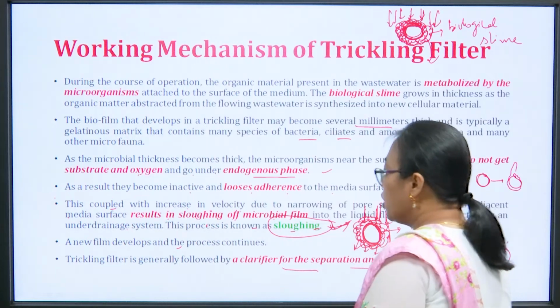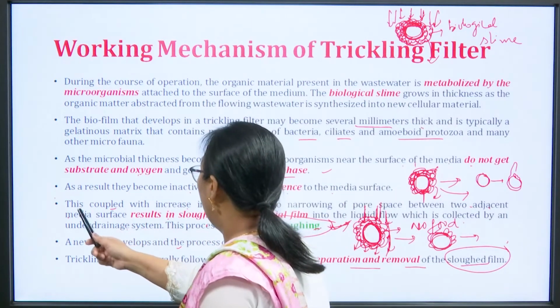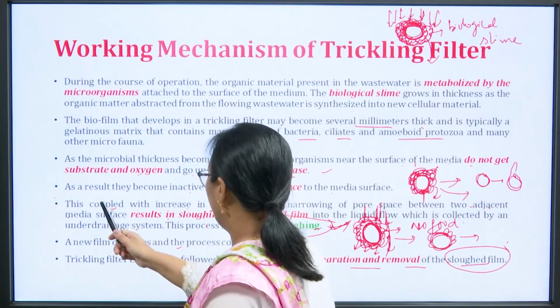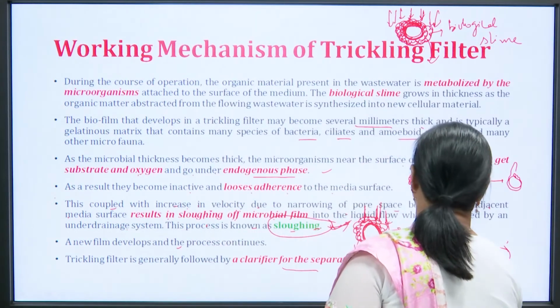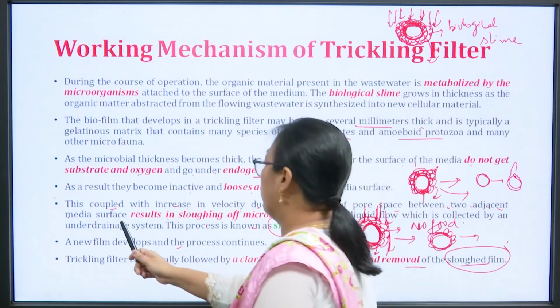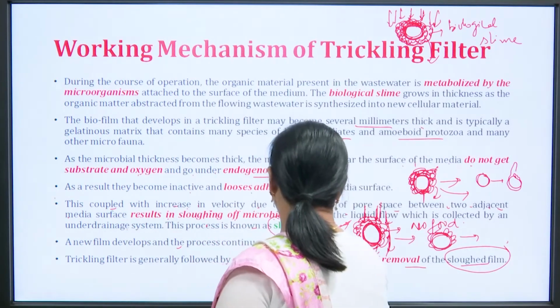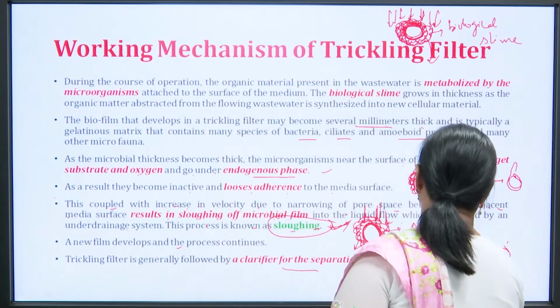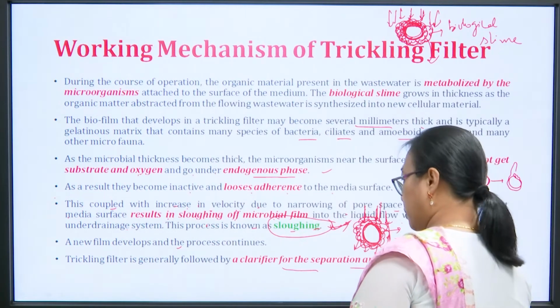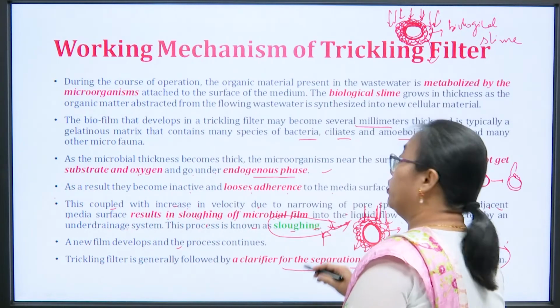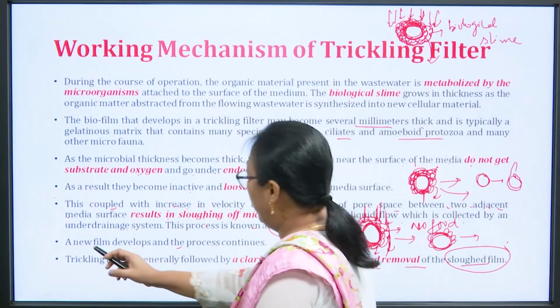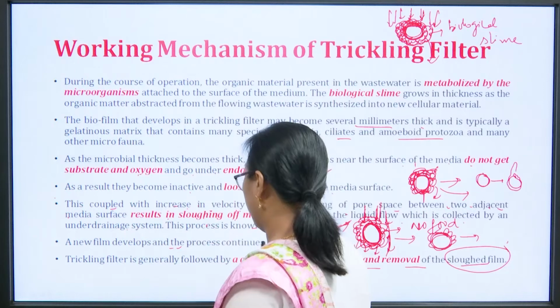Okay. So, let us read again. This, coupled with increase in the velocity due to narrowing of pore space between the two adjacent media surfaces, results in sloughing of microbial film into the liquid flow, which is collected by an underdrainage system. This process is known as sloughing. Sloughing is a very important term for trickling filters. Then a new film develops and the process continues.